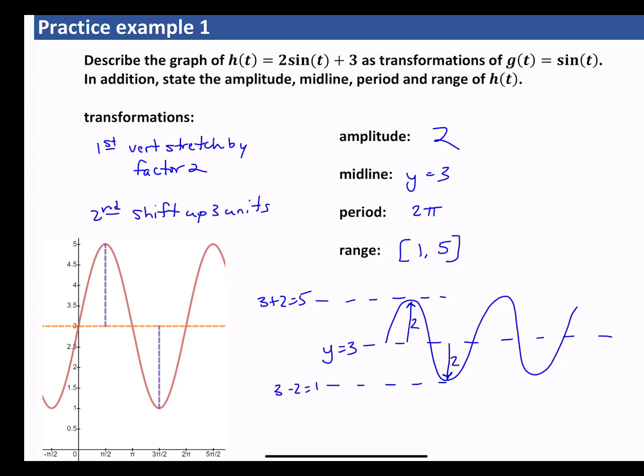Let's look at one more example. Describe how the function k of t, described below, is the result of transforming f of t equals cosine of t. In addition, state the amplitude, midline, period, and range of k of t and write a formula for k of t. Again, pause the video and try to answer this question on your own.